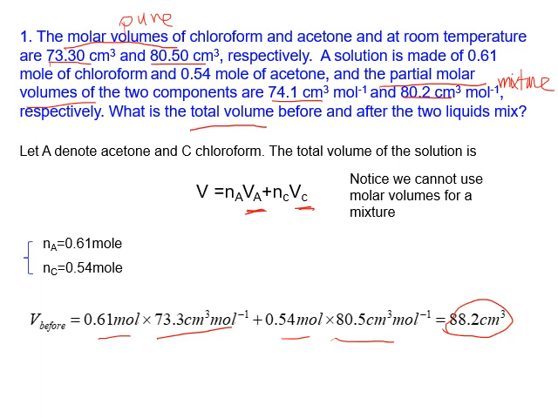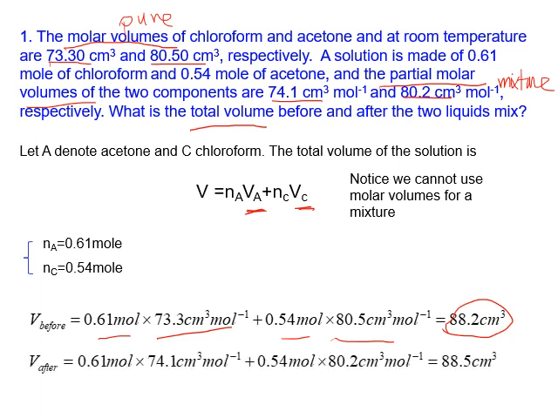After mixing, you use the partial molar volume of chloroform and the partial molar volume of acetone at this condition, that is, the concentration. At this concentration, the partial molar volumes are given, and so the calculated volume is the volume of the mixture with that particular concentration.